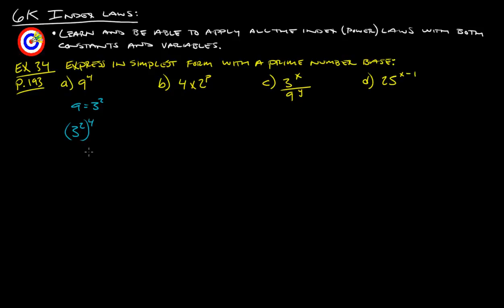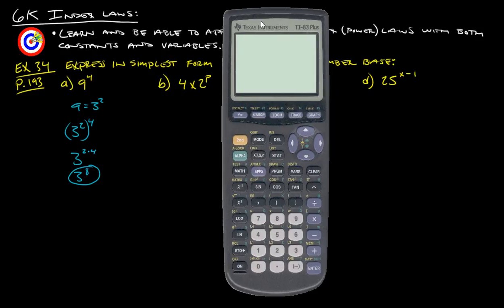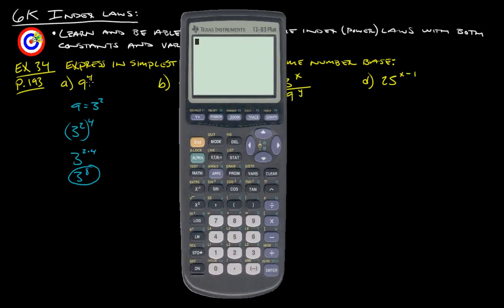Right? And now we're back to the power to a power rule. So we go 3 to the 2 times 4 is 3 to the 8th. So 9 to the 4th is the same thing as 3 to the 8th. And if you're like, well, wait a minute, that doesn't sound right, you can always double check these, but you can only double check them if you've got actual values in there. So let's do this. 9 to the 4th gives us 6561. Let's see what 3, oops, not 33, but 3 to the 8th gives us: 6561. So 9 to the 4th is the same thing as 3 to the 8th.